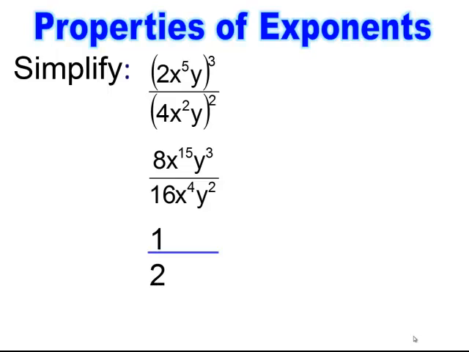x to the 15th over x to the 4th, higher exponents on top, so I'm going to subtract and leave it on top, so I get x to the 11th. And then y to the 3rd over y squared, higher exponents on top, I subtract and it's going to stay up top, so I just get y. And remember, I don't need that 1 because I have something left up there, so my answer will be x to the 11th y all over 2.